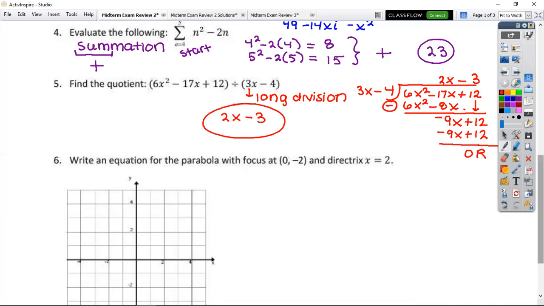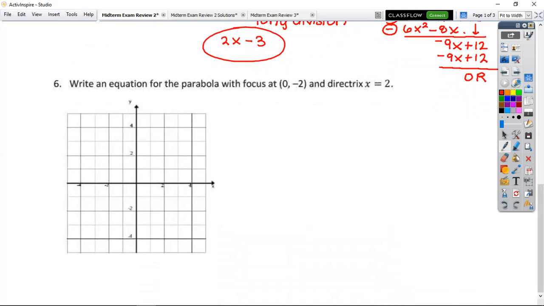Good. Number 6, we've got issues. And it's really just probably that you forgot the equation. So let's make sure you're good on this one. It says write an equation for the parabola with a focus point at (0, -2). So I'm going to label this first. So focus is (0, -2). And feel free to use colored pencils and highlighters again if you'd like to. They're in the back. You can use them for your test as well.